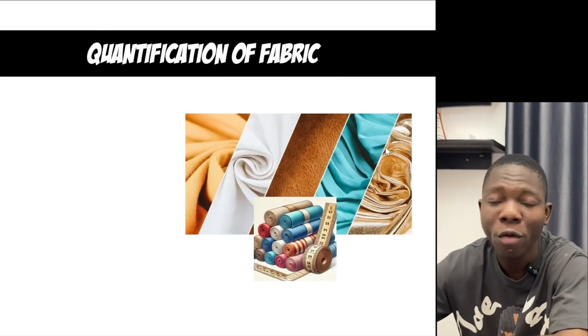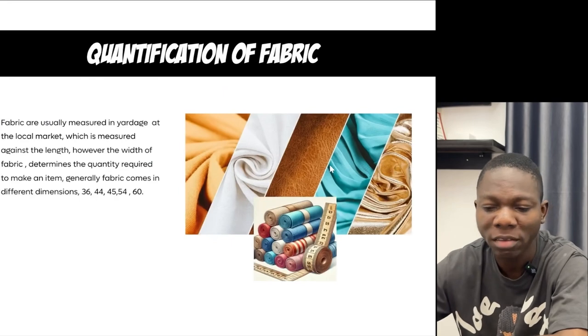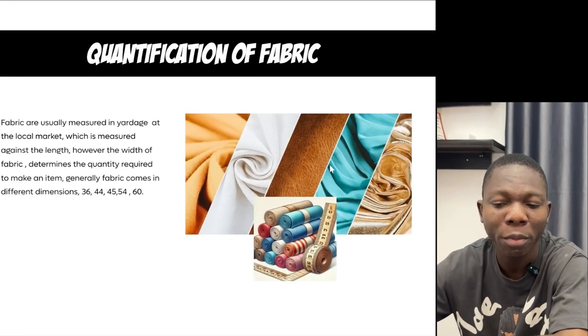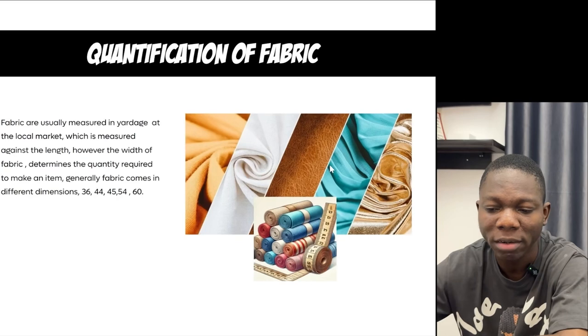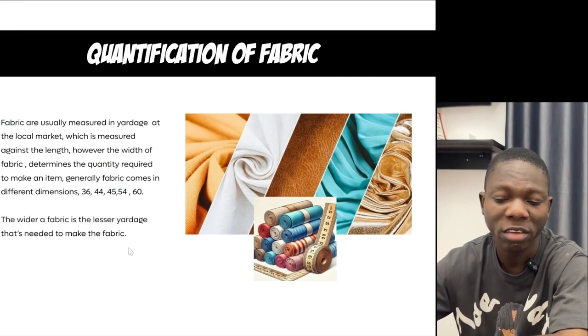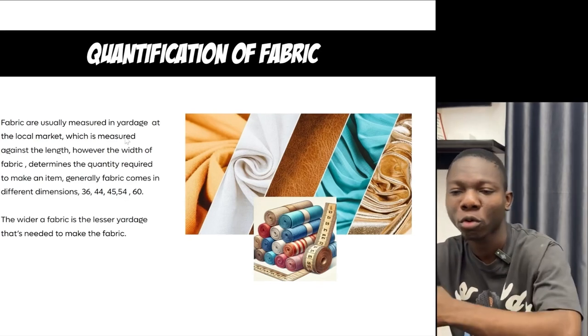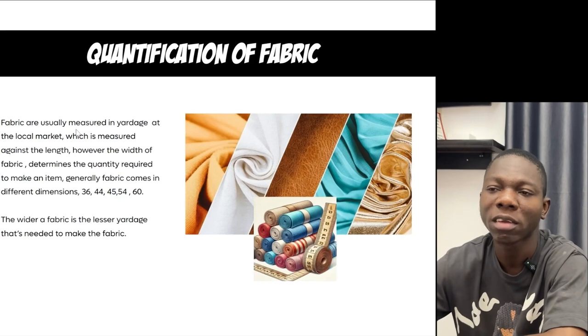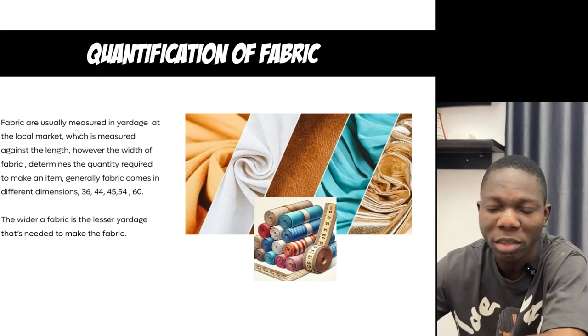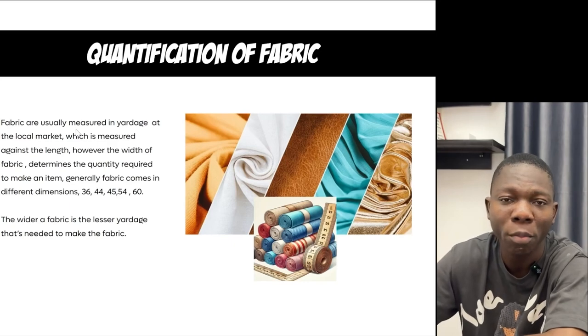Quantification of fabric. Fabrics are usually measured in yardage at the local market, which is measured against the length. However, the width of the fabric determines the quantity of fabric required. Generally, fabric comes in different widths: 36, 44, 45, 54, 60. The wider the fabric, the less you need to make the item. Meaning that if you want to buy fabric from a local market, you tell them you want to buy 3 yards. They measure it against the length, not the width. So the width of the fabric is what determines what amount of fabric you should buy for a particular item.